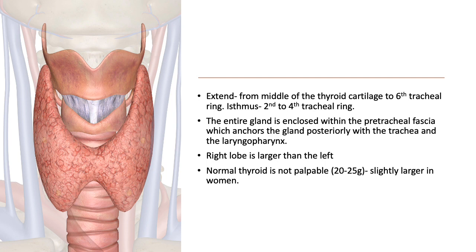The right lobe is larger than the left, and the normal thyroid is about 20 to 25 gram in weight, and it is slightly bigger in females. But the normal thyroid is not palpable. That indicates if a gland is palpable, then it is abnormal.